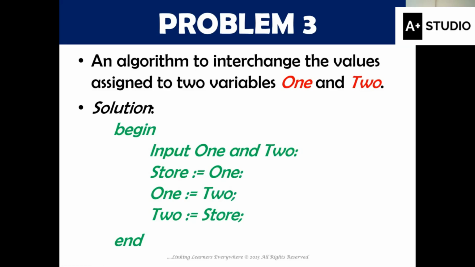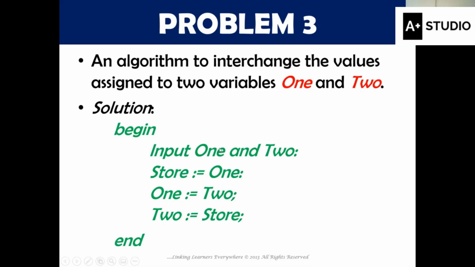So at the end, the number 1 will actually have the number 2, and the number 2 will assume the number 1. So in my algorithm, the simple instruction I'm given is that initially input these two variable numbers, 1 and 2. Now remember, because I'll be swapping their numbers, I have to first of all store the first value in a temporal memory, which I'm calling store.